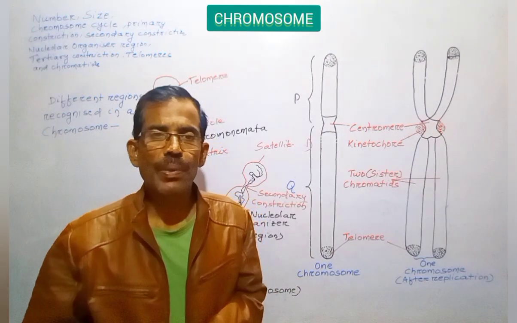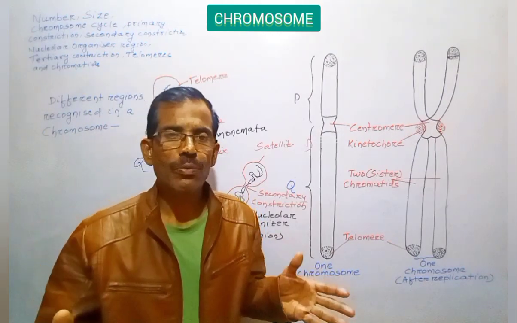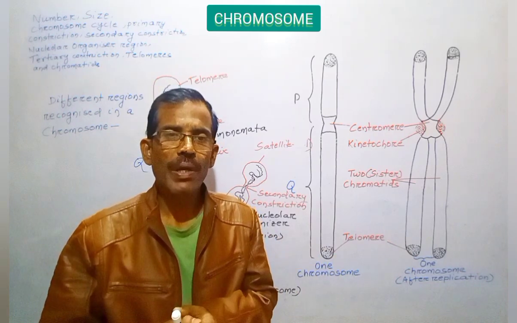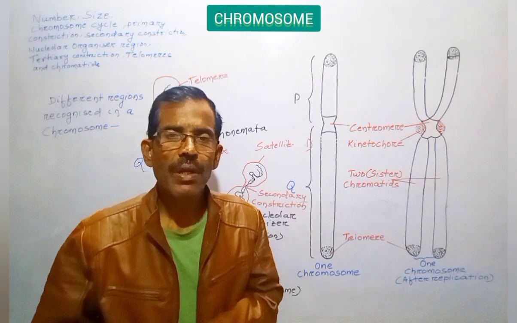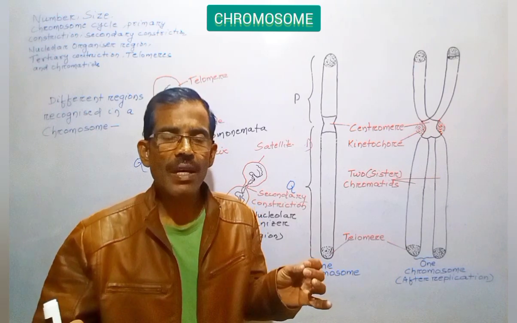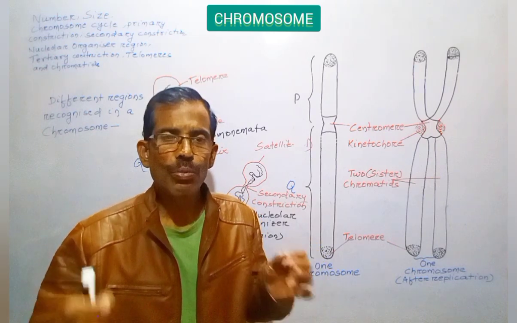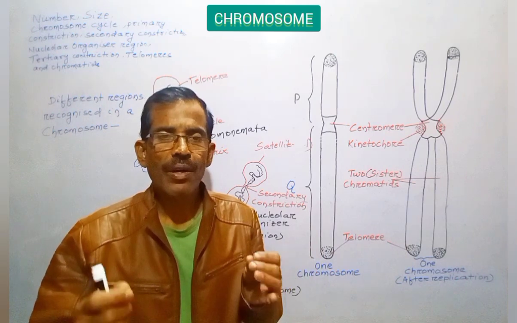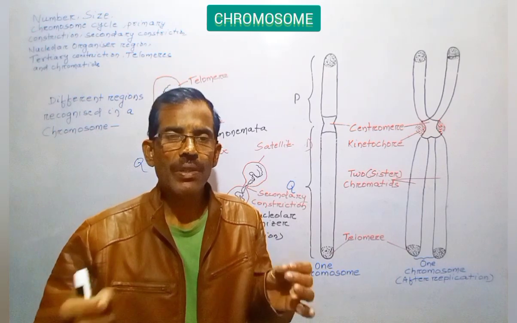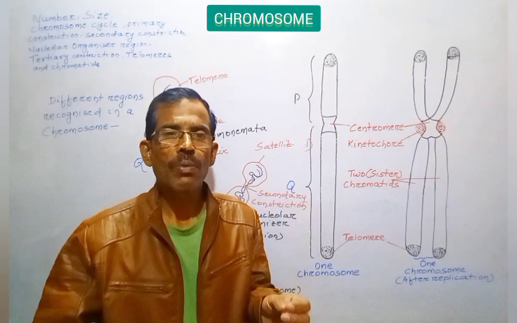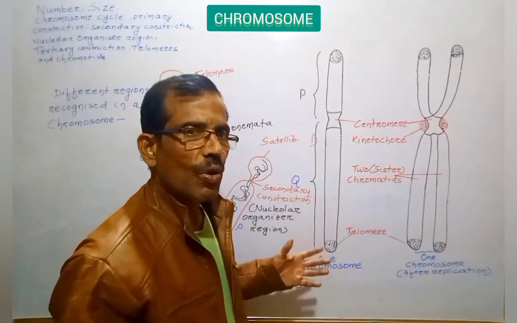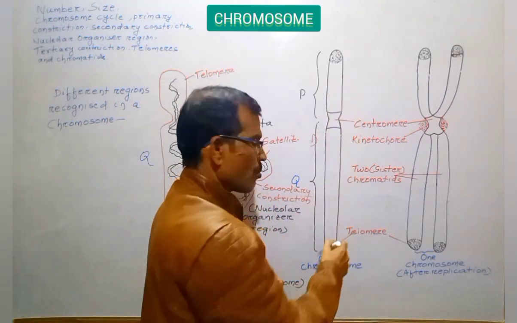Functions of centromere. A centromere performs two main functions. Number one, it serves as the point of attachment for spindle fibers during cell division, and number two, it is the nucleation center for polymerization of tubulins. And tubulins are the components of microtubules, so centromeres are involved in the formation of chromosomal spindle fibers during cell division. This figure shows the structure of a single chromosome.